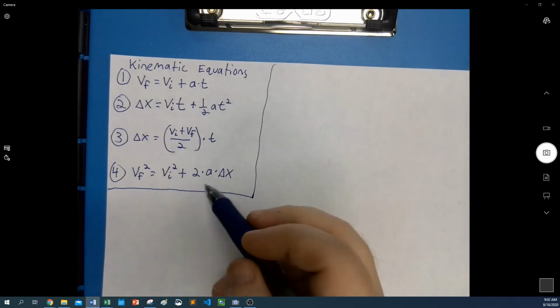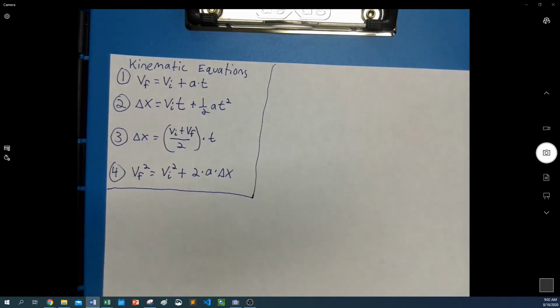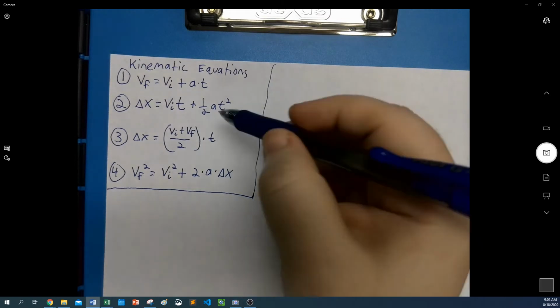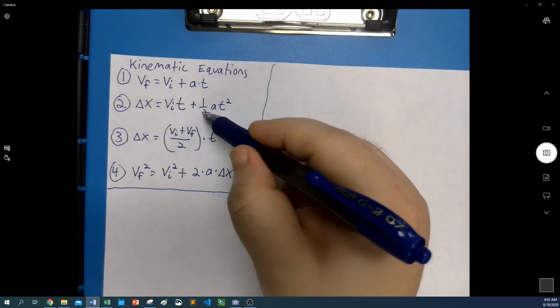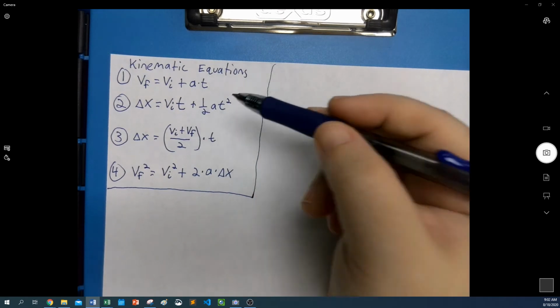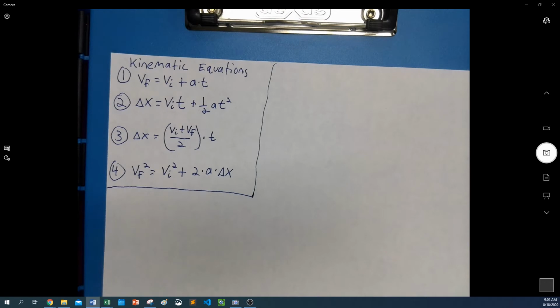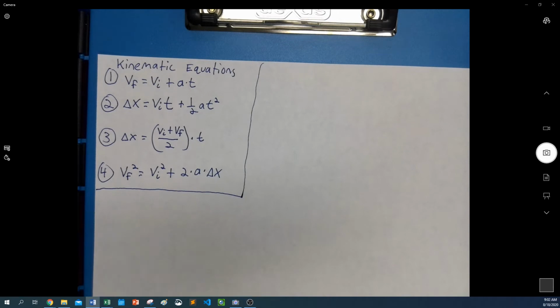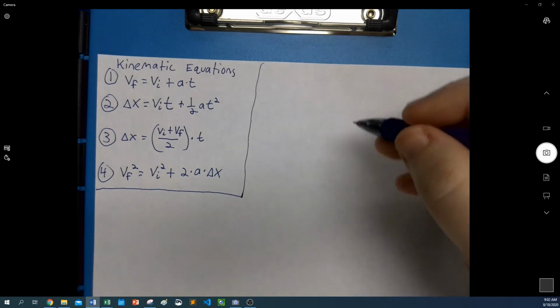Number four is very complicated. There's no way I could possibly explain how it's derived without calculus. Number two, I can't explain how you get this 1/2 AT squared without calculus. That requires calculus to do, but these are going to be your equations. So let's do a problem.